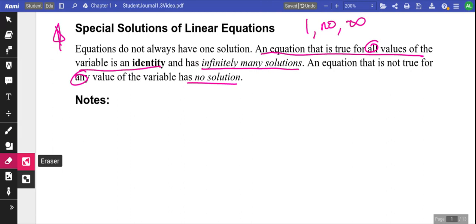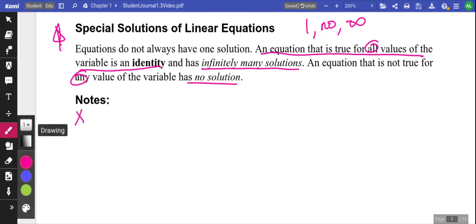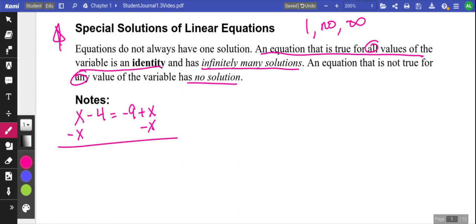So you're going to solve these out. x minus 4 is equal to negative 9 plus x. Let's go ahead. We want to deal with the variable first, so I'm going to subtract x from each side. This cancels, and this cancels. I get negative 4 is equal to negative 9.